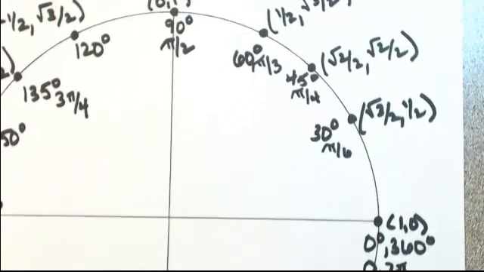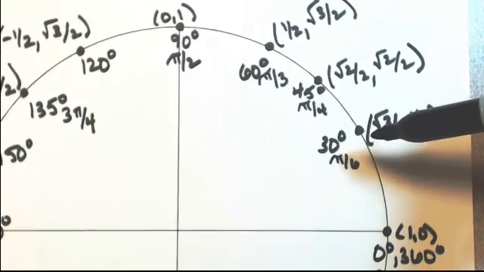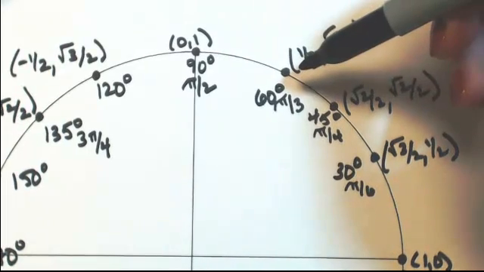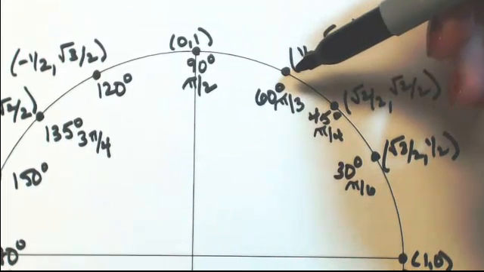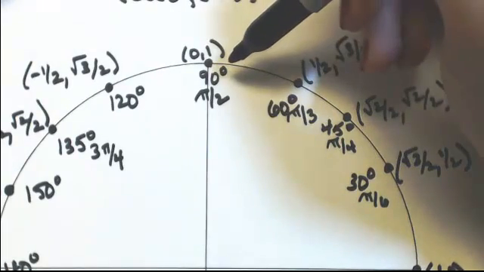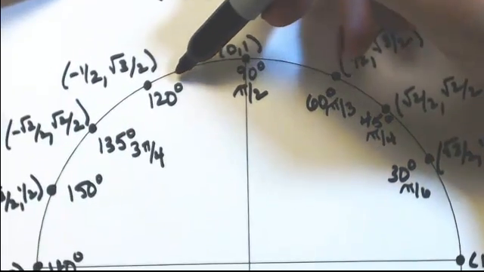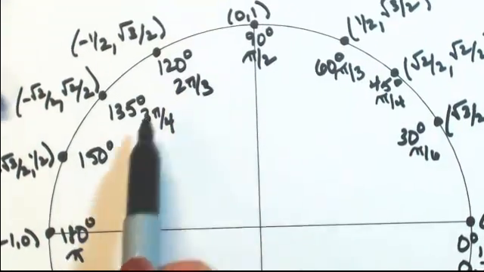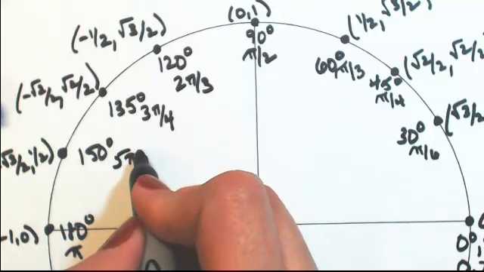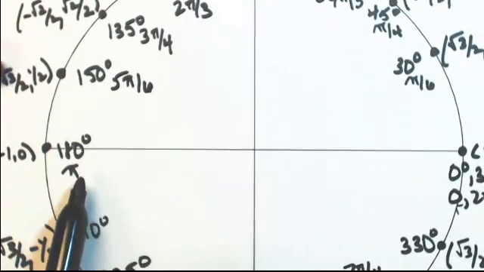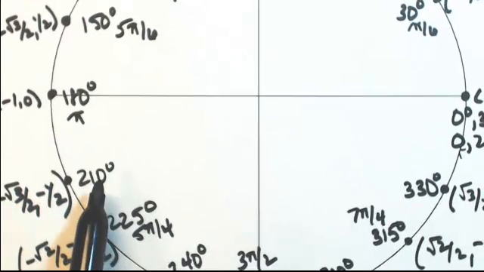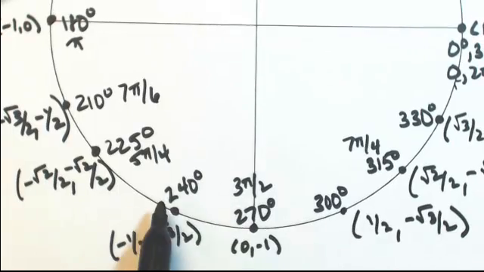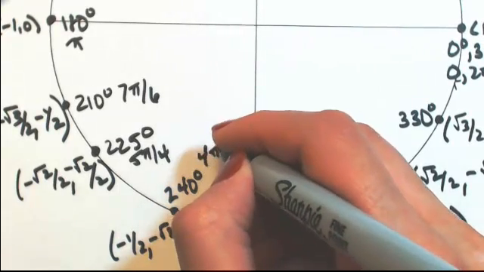So let's move to the 30 degrees. So every 30 degrees we're moving, that's pi over 6. So pi over 6, go to 60 degrees, that's 2 pi over 6, or pi over 3. Another 60 is 3 pi over 6, or pi over 2. 4 pi over 6, reduce that to 2 pi over 3. 5 pi over 6. 6 pi over 6, or pi. 7 pi over 6. 8 pi over 6, reduce 4 pi over 3.